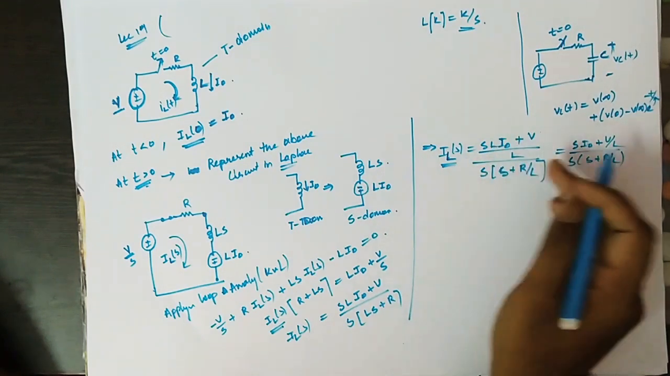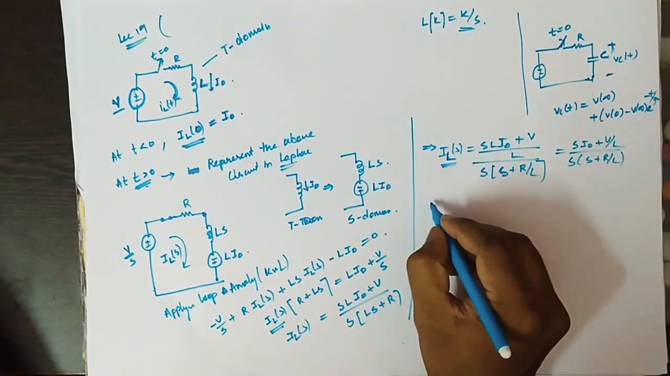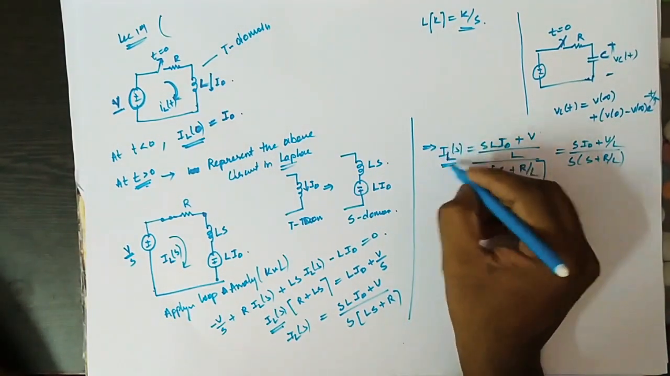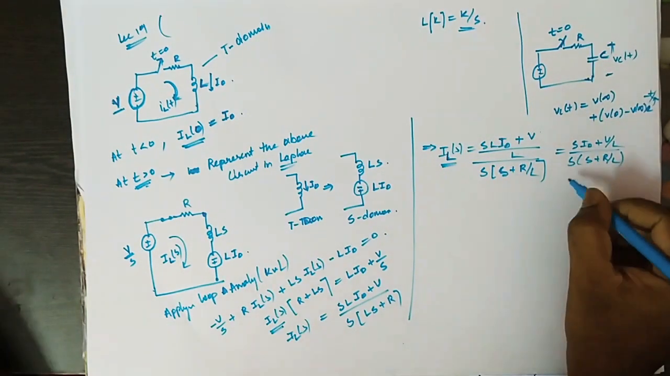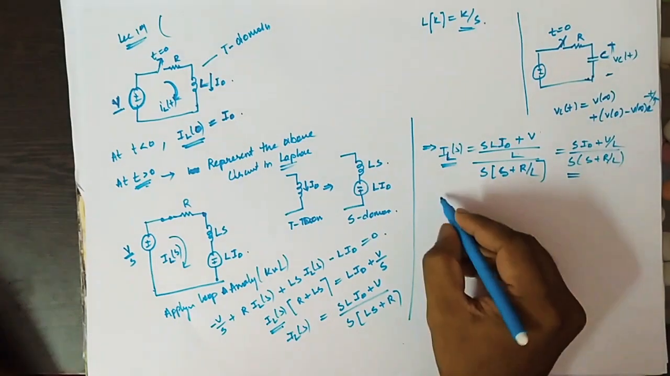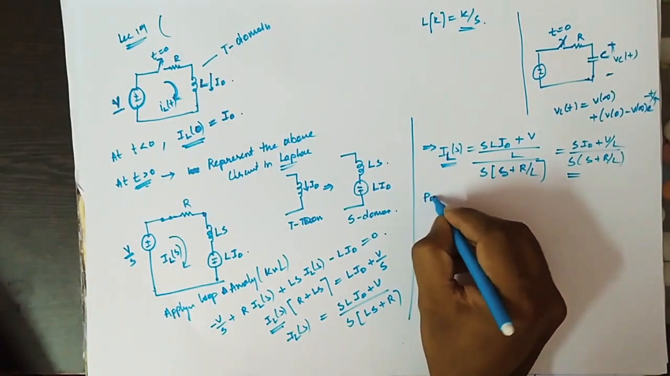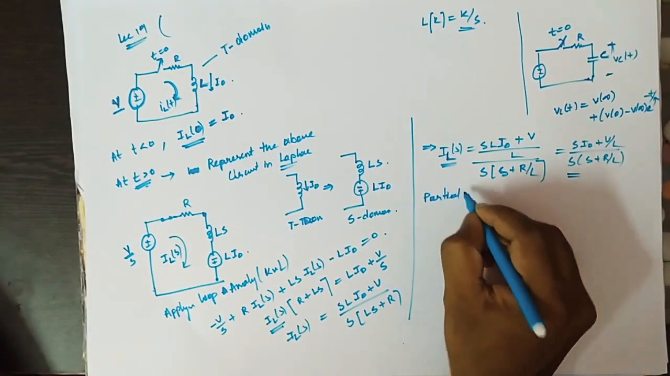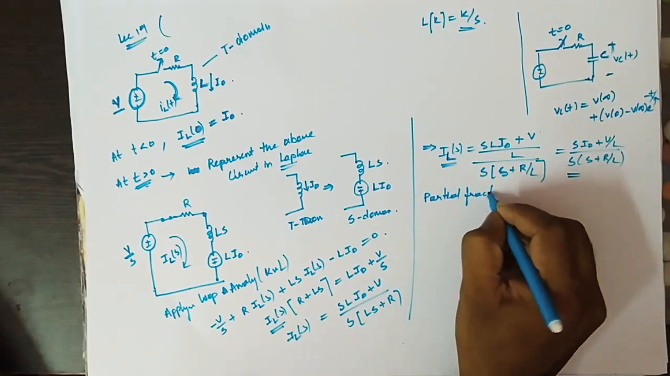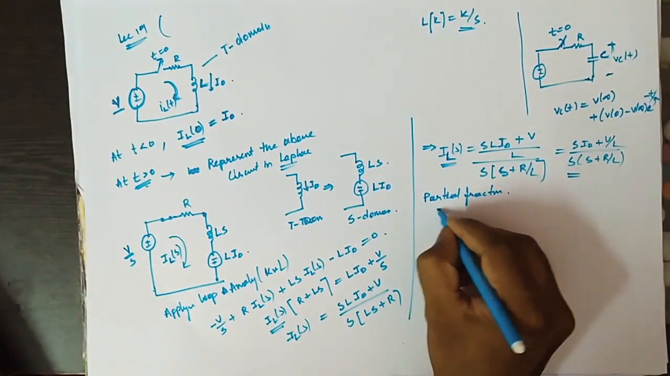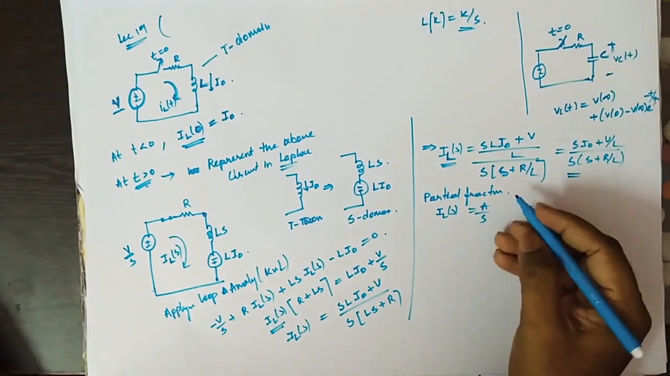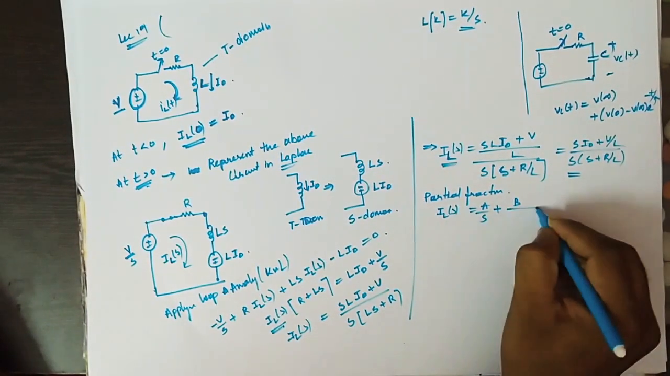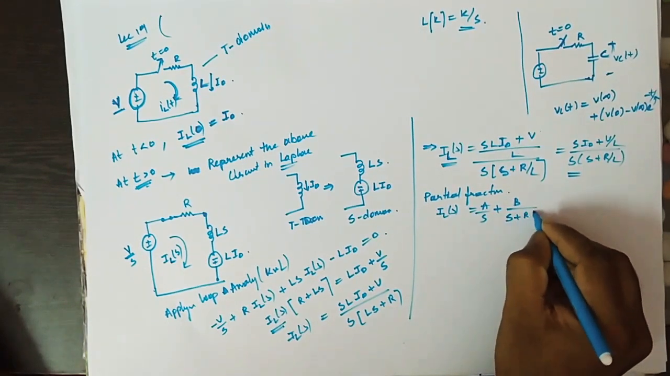For getting the inverse Laplace of this component, we need to do partial fractions here. So partial fraction of the above: IL of S can be represented as A by S plus B by S plus R by L.